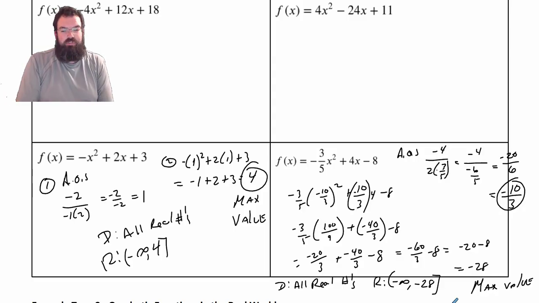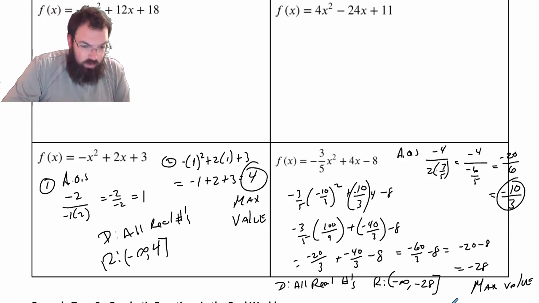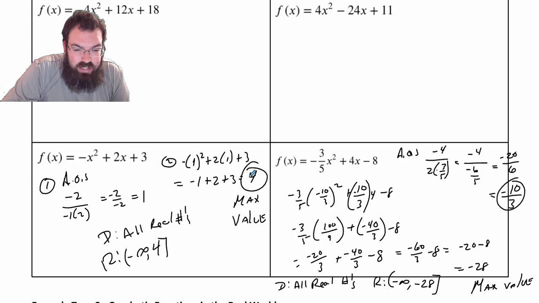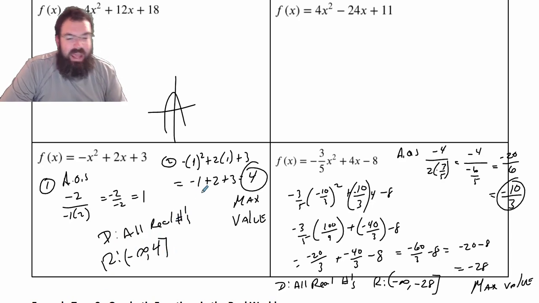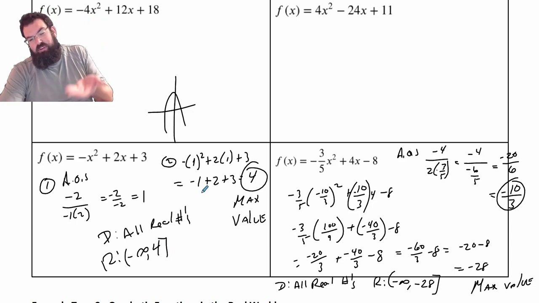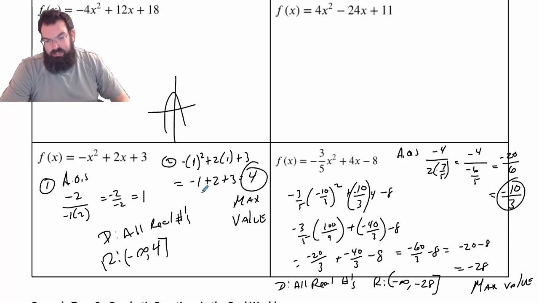Pause the video. All right, the answers for the last two problems are there. The AOS in the first one is 1. Once I plug the 1 in, I get positive 4. So that's the maximum value because the graph is upside down. Okay. The domain, again, is all real numbers, and then the range is from negative infinity to 4. So it goes down, so that means it comes up from negative infinity, hits 4, and never goes past it.